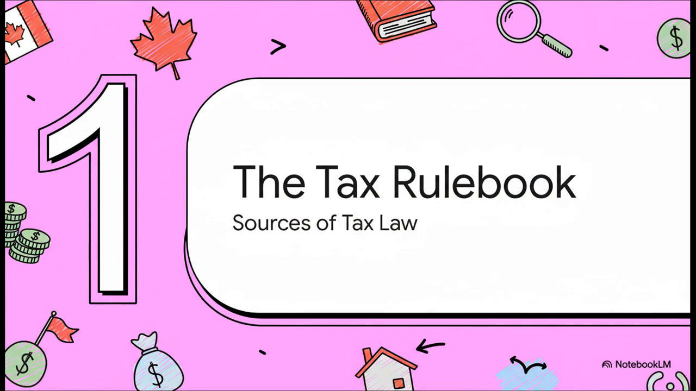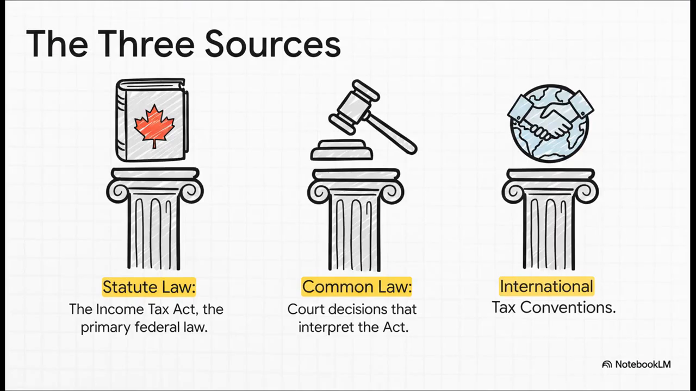All right, first things first. Before we can even figure out who pays, we've got to understand the rules of the game. So, where does our tax law actually come from? You might think it's just one giant book, but it's not that simple. It's actually a combination of a few different sources that all work together to give us the complete picture. So, think of our tax law as standing on three main pillars.